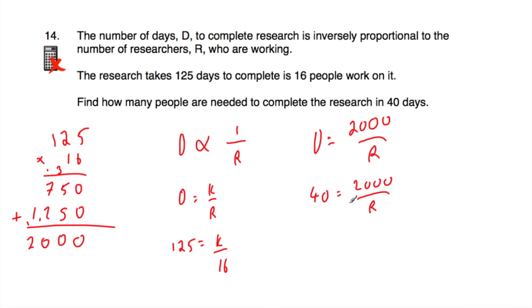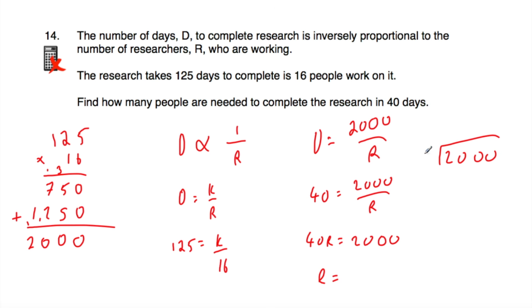Now you might be able to look at this and say, well, what do we divide 2,000 by to get 40? And the answer would be 50. 2,000 divided by 50 is equal to 40. Or we can times both sides of the equation by R to get 40R equals 2,000. And then we're going to divide both sides of the equation by 40.